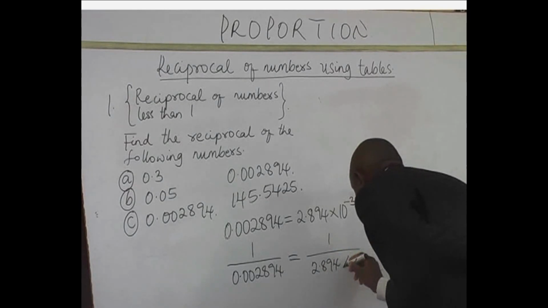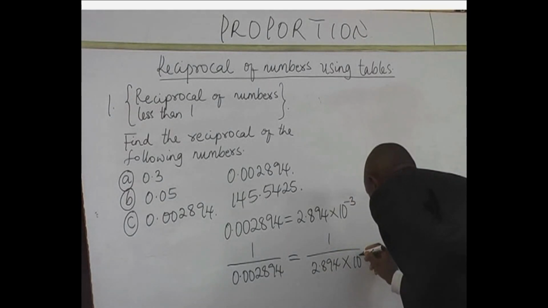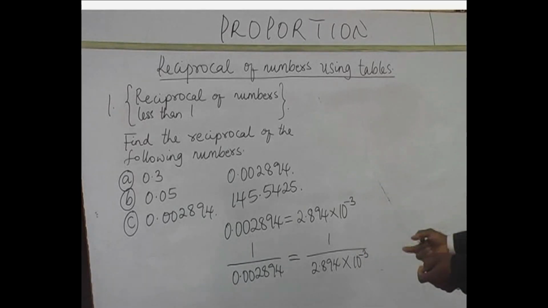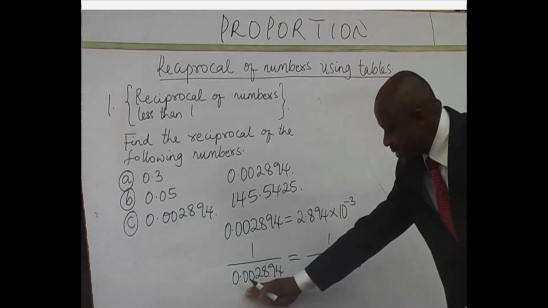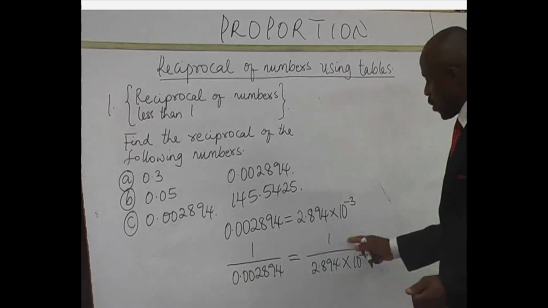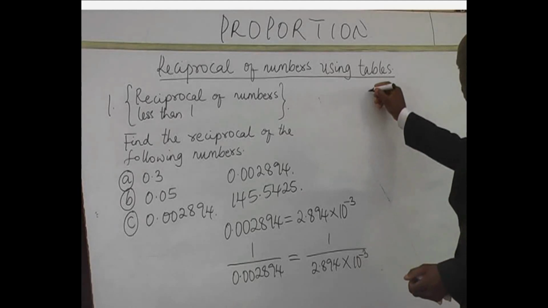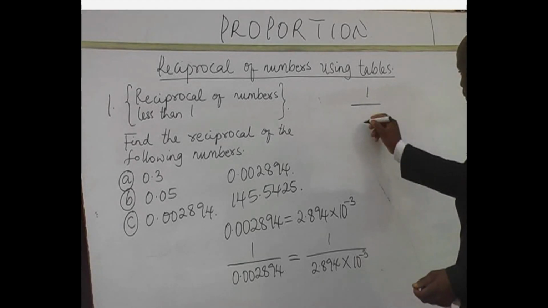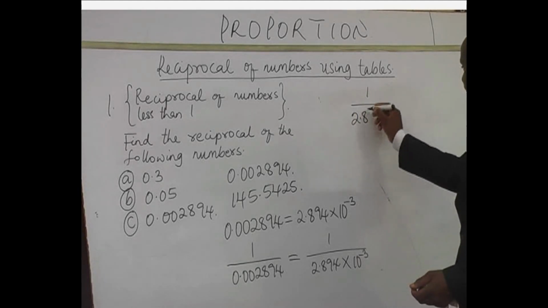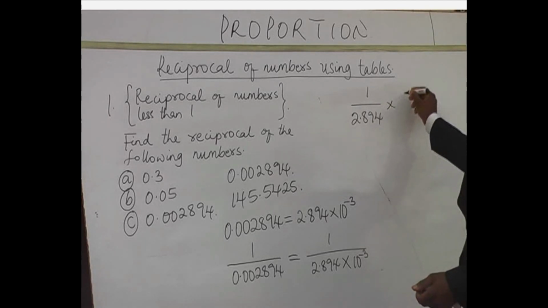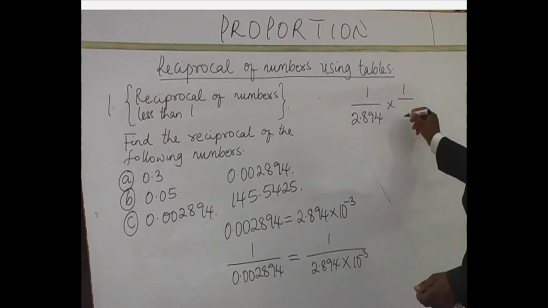2.894 times 10 exponent minus 3. We are going to abandon this for now and go by this. What this means is 1 all over 2.894 times 1 all over 10 exponent minus 3.